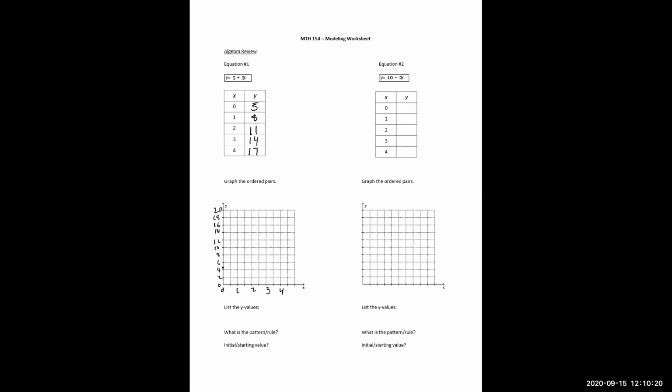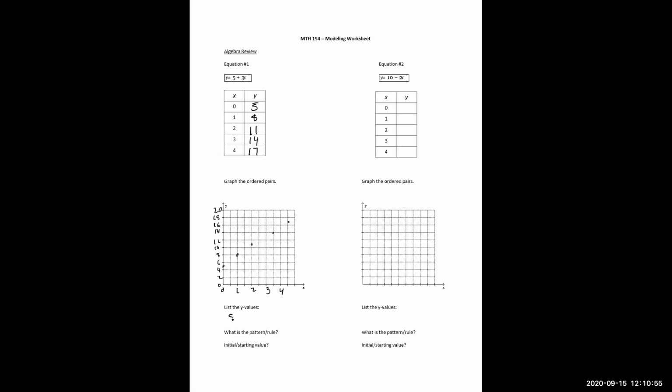Okay, so you should have the point 0, 5, 1, 8. You should have 2, 11, so in the middle here. 3, 14. Make sure I'm on the right line. And then 4, 17. And you should notice that we make a nice linear path. So list out your y values right here. So go ahead and do that.